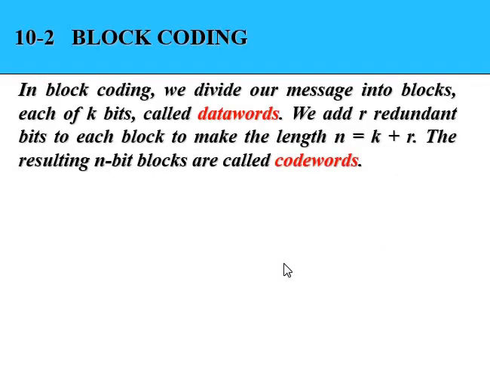Now let us see what is block coding. In block coding we are dividing the message into n number of blocks. Each block will contain k bits, called data words. So here we have two concepts, data words and code words. Data words are the normal message we are sending, which will be divided into blocks, whereas for code words we are adding some extra redundant bits and then generating what is called code words.